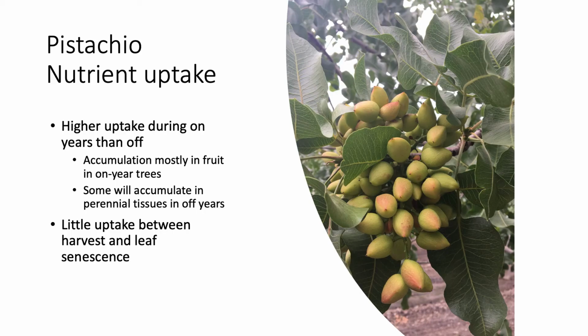Pistachios are alternate bearing, and there is higher nitrogen uptake in on years versus off years. And the accumulation of that nitrogen does differ between the years. In on years, that nitrogen taken up is put into the yield or the fruit. In off years, there is some accumulation in perennial tissues. And as far as we understand, some of that perennial tissue accumulation in off years is used to help supply the nitrogen demand in on years.